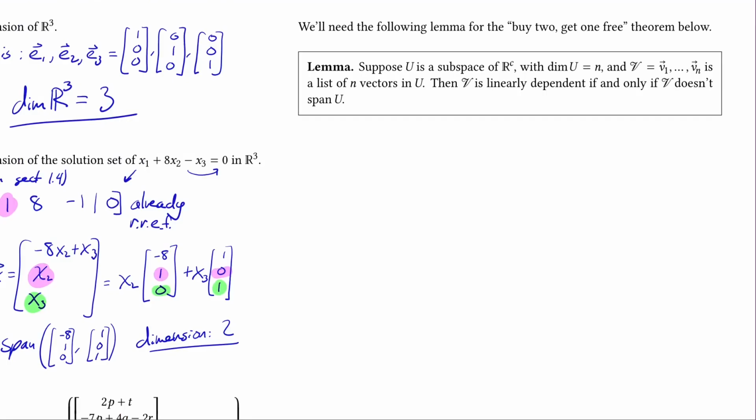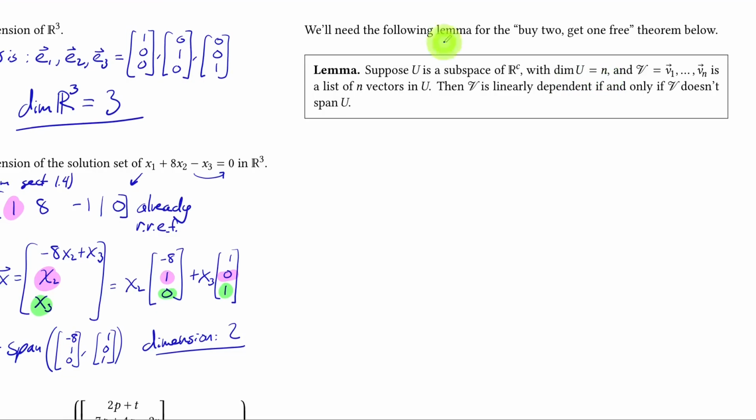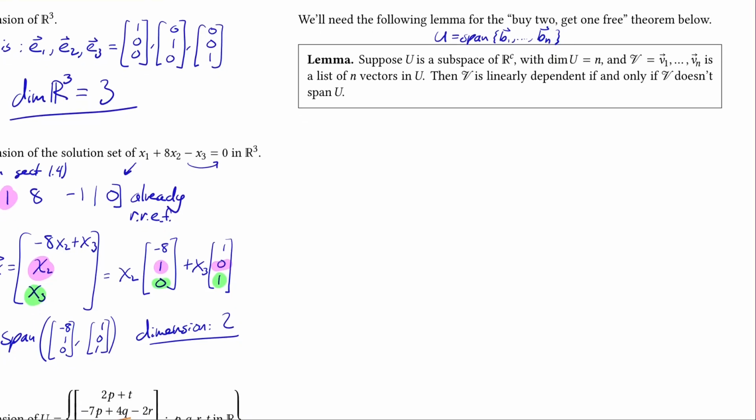So what this says is, suppose you have a subspace U of R^C with dimension n. So that means there's a basis of U with n vectors in it that is linearly independent. And also suppose that V is another list of n vectors, so the same number of vectors as a basis. What this says is that V is linearly dependent if and only if V does not span U.